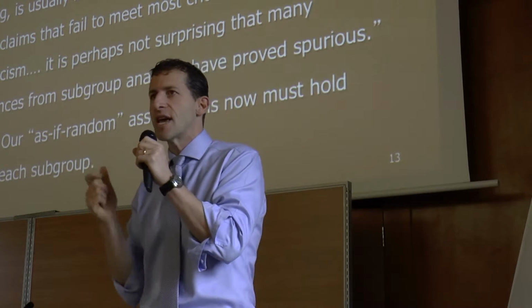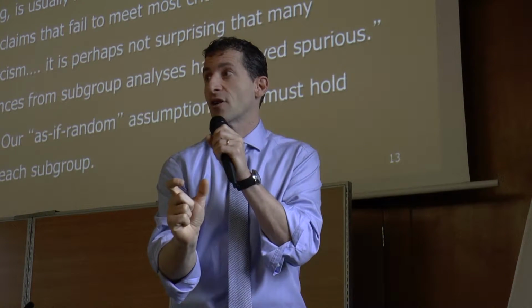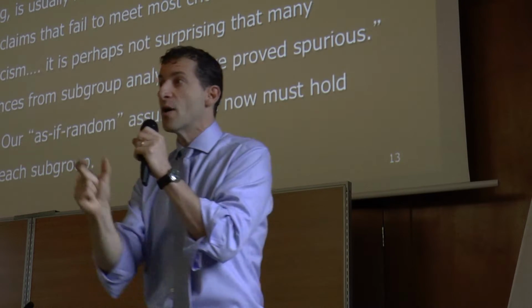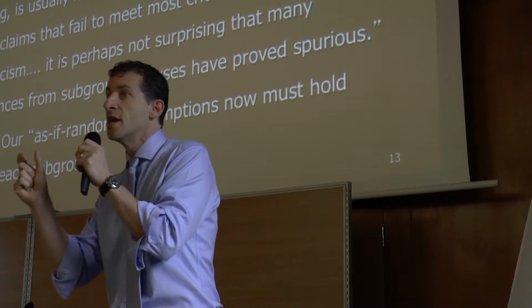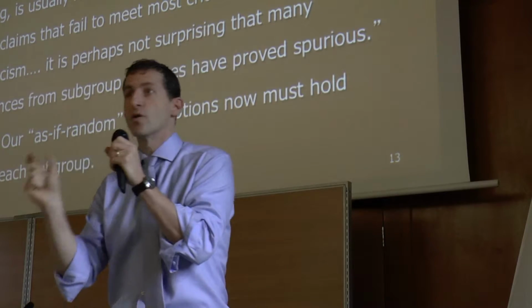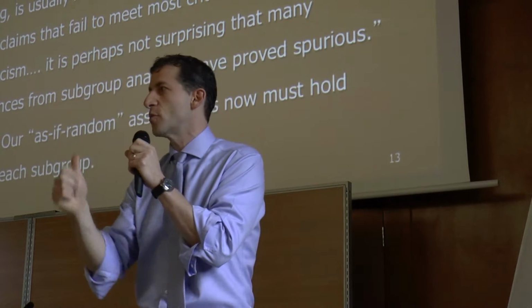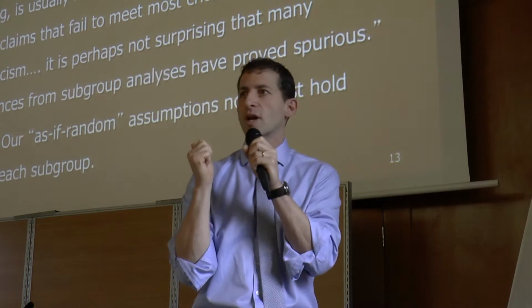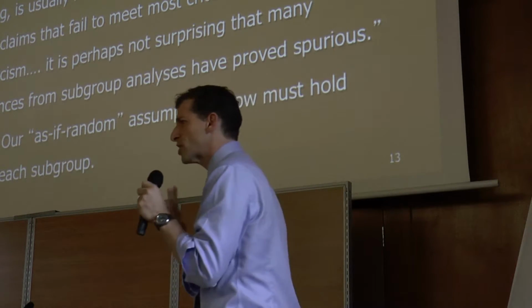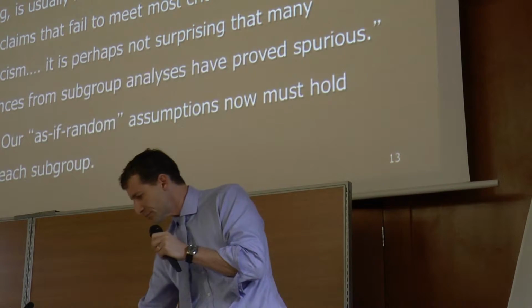But now we're starting to say within higher agricultural productivity areas, that's true. Within low productivity areas, that's true. And within high slope and low slope, and within poor at baseline and not poor at baseline, and far from roads and close to roads. In each of these subgroups, these as-if random assumptions that we're claiming to draw causal inferences are accurate. That's really much harder to believe.